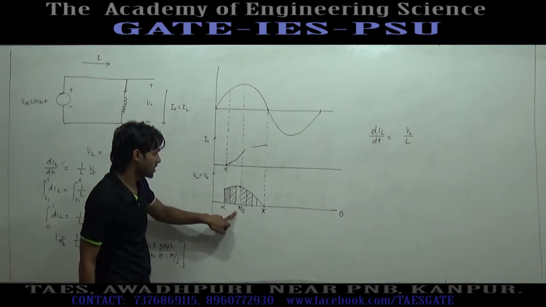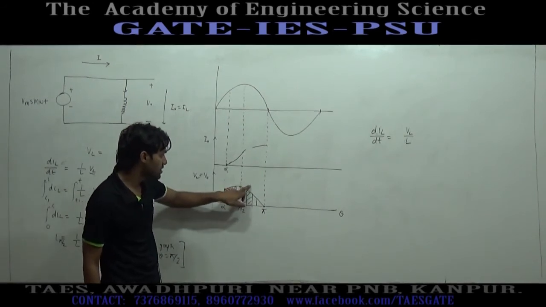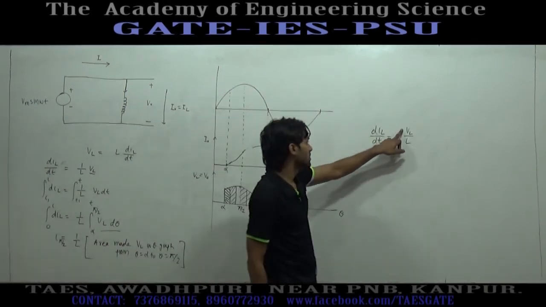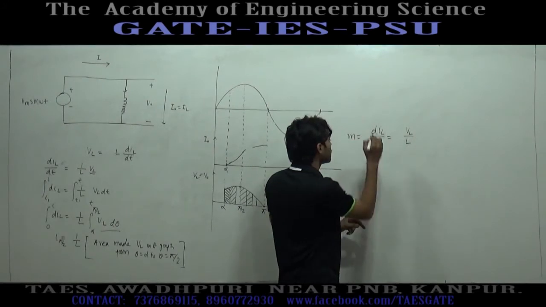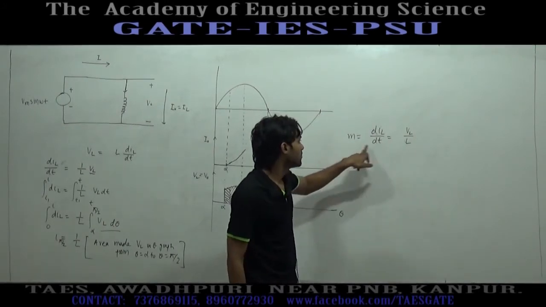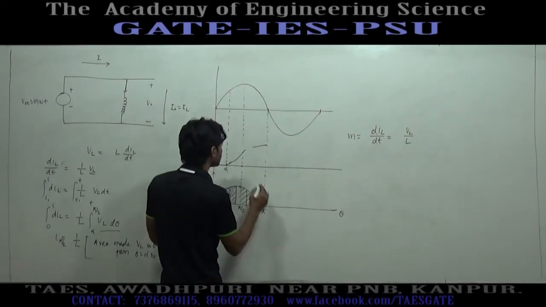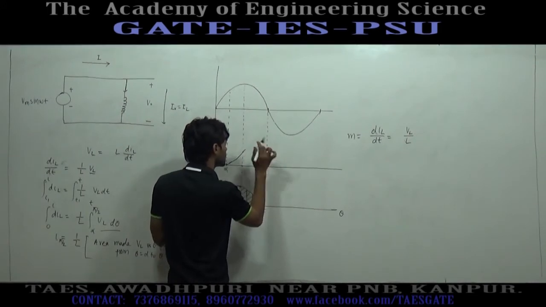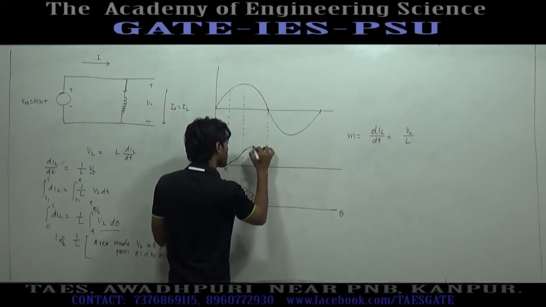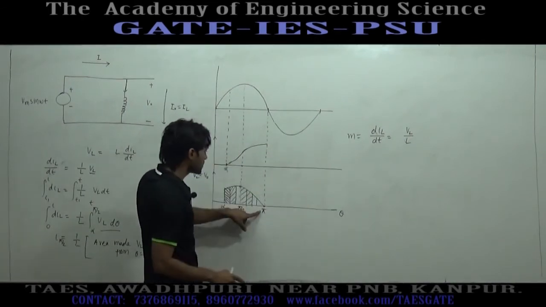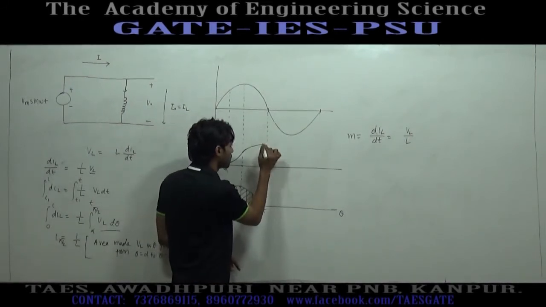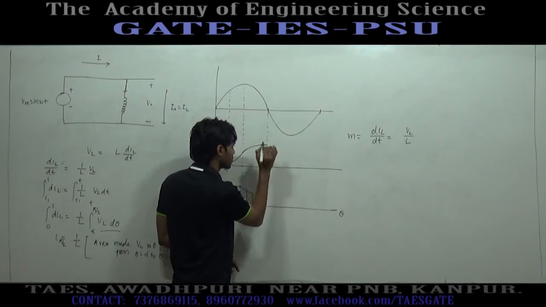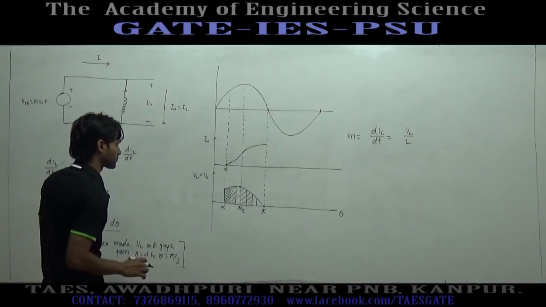After omega t equal to pi by 2 the voltage is decreasing. So if the voltage is decreasing, the slope of the inductor current graph will decrease. If the slope is decreasing, the graph will take this type of shape. At omega t equal to pi, VL is equal to 0. So this graph has 0 slope at omega t equal to pi.